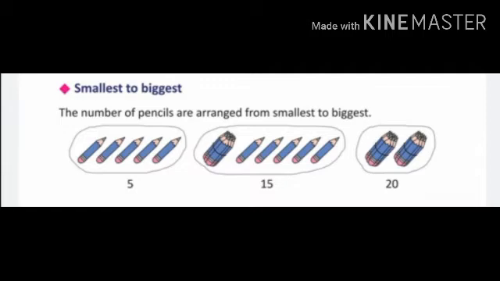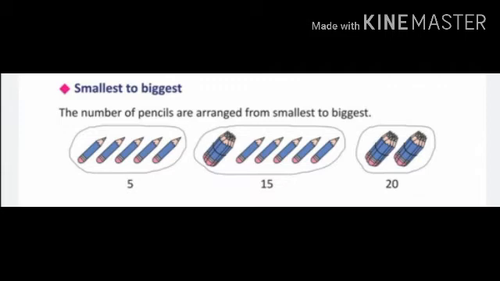The numbers of pencils are arranged from smallest to biggest. How many pencils are in the first set, or the first circle? There are 5 pencils. Let's count. 1, 2, 3, 4, 5. Very good. Then how many pencils are in the next circle?